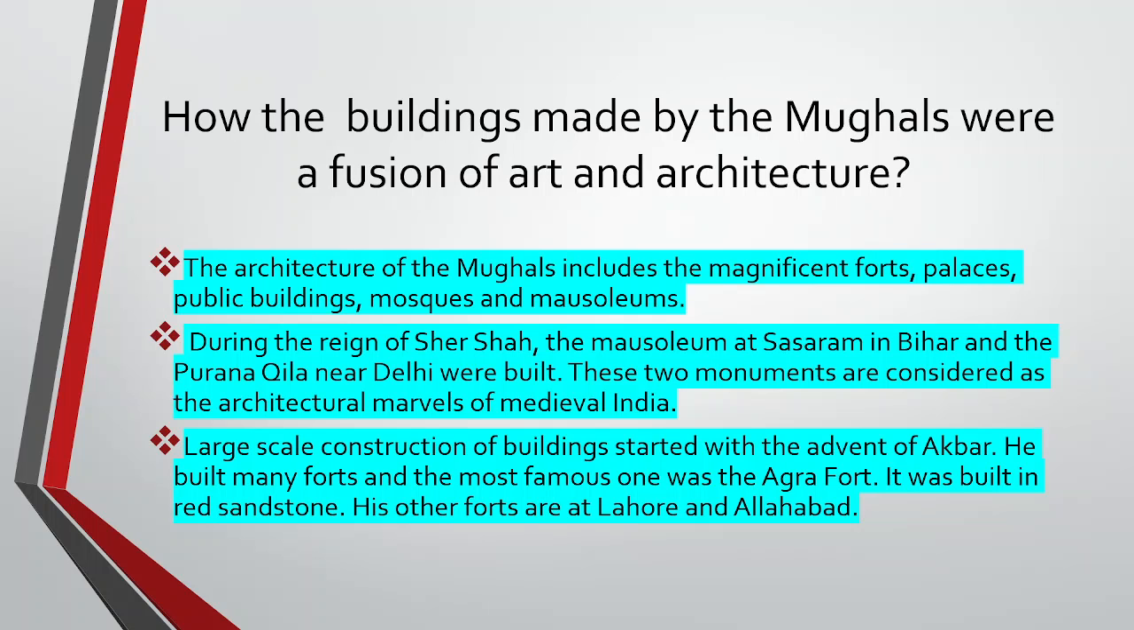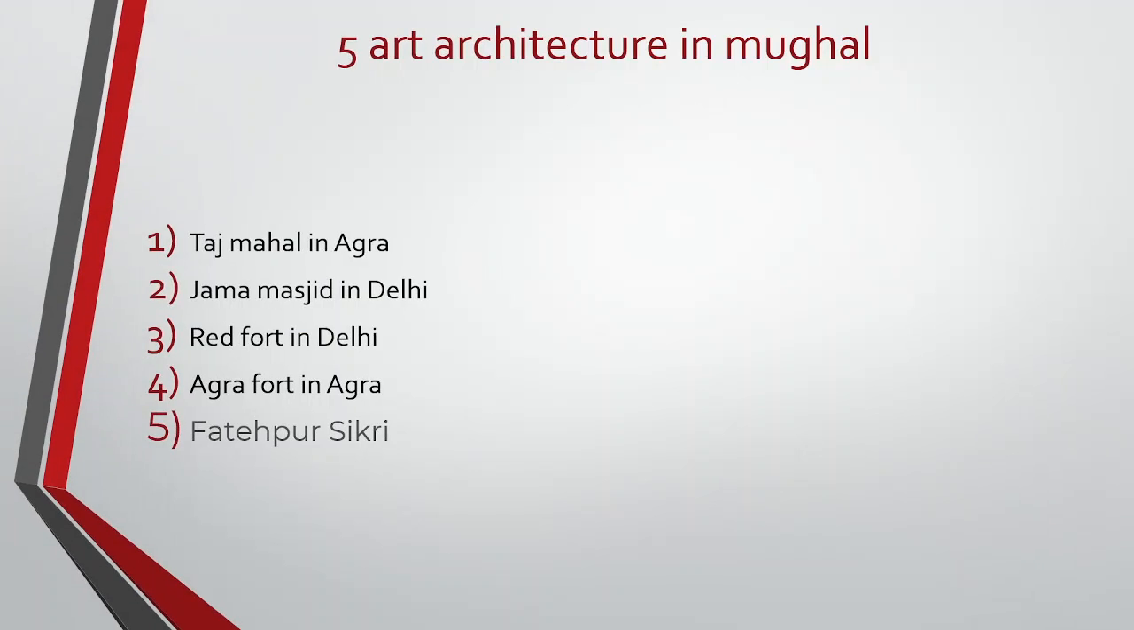Now let's move on. Five art and architecture in Mughal. First, Taj Mahal in Agra. Second, Jama Masjid in Delhi. Third, Red Fort in Delhi. Fourth, Agra Fort in Agra. Fifth, Fatehpur Sikri. Now let's move on to the first architecture, Taj Mahal in Agra.